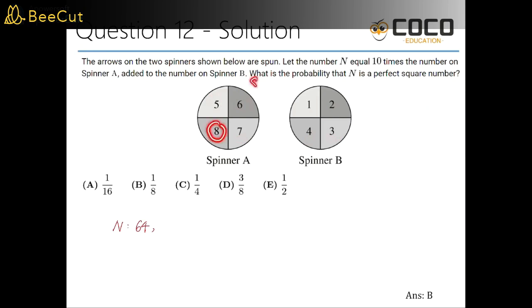If the first spinner is 8, so that's 8 times 10, 80. Then out of these 4 numbers, 81, 82, 83, 84, 81 is a perfect square. So there are 2 outcomes where this is a perfect square. Total number of outcomes: on spinner A, there are 4 choices. Spinner B is 4 choices. So the total is 4 times 4, 16 outcomes. Then this is 2/16. The probability is 1/8, so answer is B.